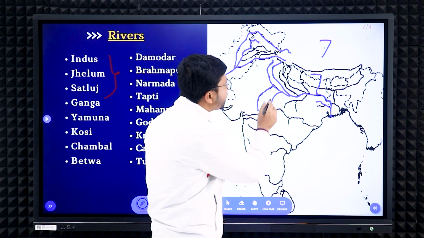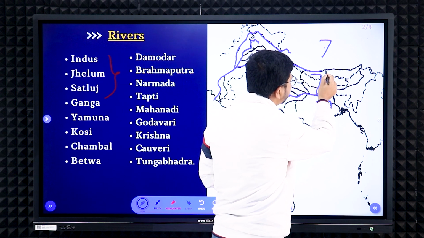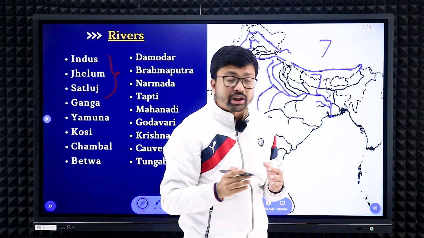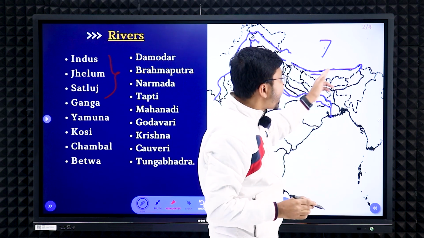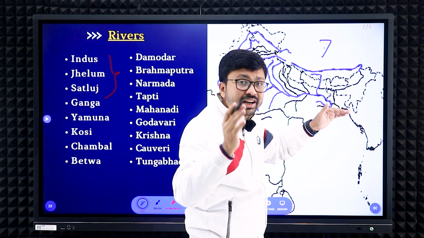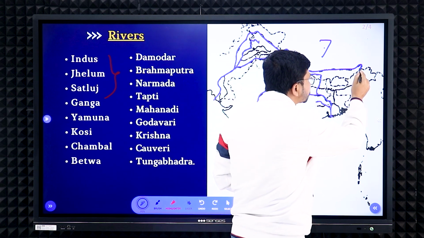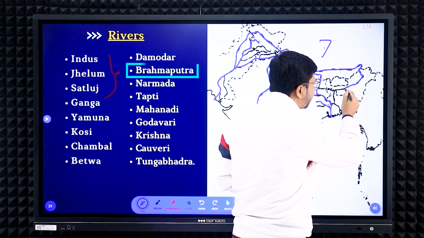One more important river in North India is the Brahmaputra river. Here you can see, it starts from here, and it goes and enters through Arunachal Pradesh, right? From where it starts till the time it enters India, it is known as Sangpo, right? But you need to mark all those things. When it enters India, at that time it is known as Brahmaputra river, right?